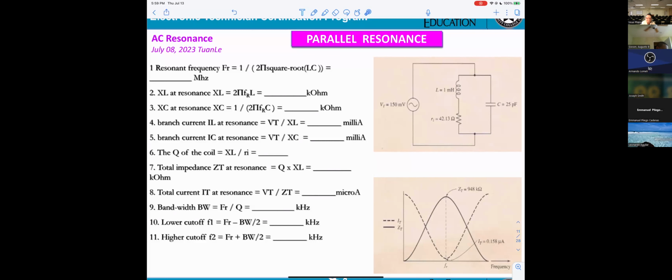Okay, go ahead and do the calculation for me. The reason I want you guys to do the calculation is that I want to give you the correct answers. And you get a chance to try to do it over and over. Number one, resonant frequency.